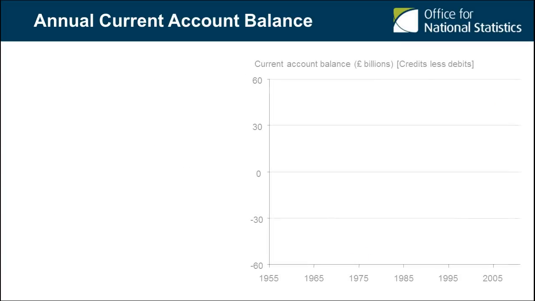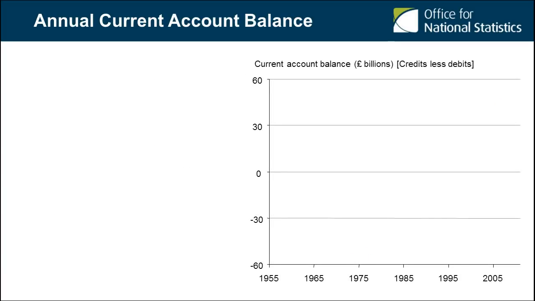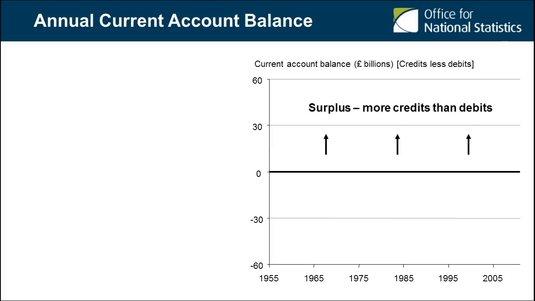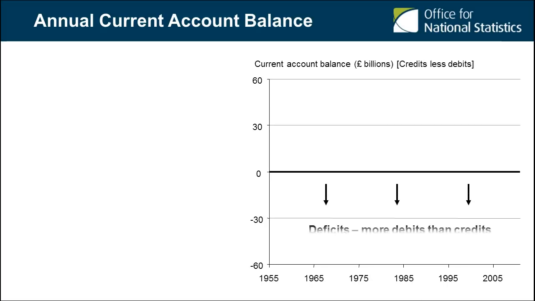To see that, we will now use this chart, which shows the balance in billions over the same period, where the balance is calculated as credits minus debits. The thick line here shows a balance of 0, which means credits are the same as debits. If the current account balance is above the black line, then we can say that the UK has a current account surplus. That is, the UK has more credits than debits. If the current account balance is below the black line, then the UK has a current account deficit. That is, the UK has more debits than credits.